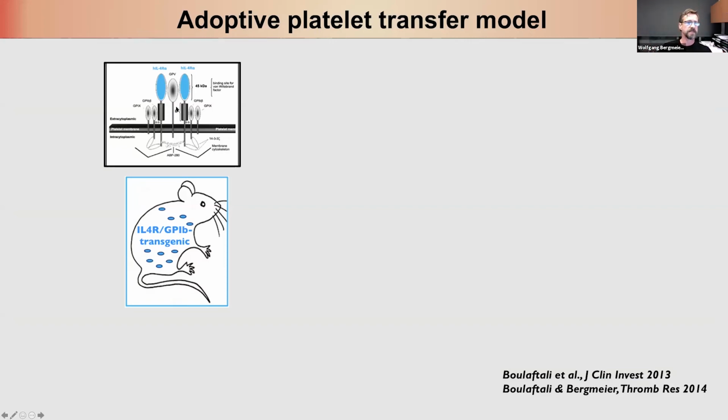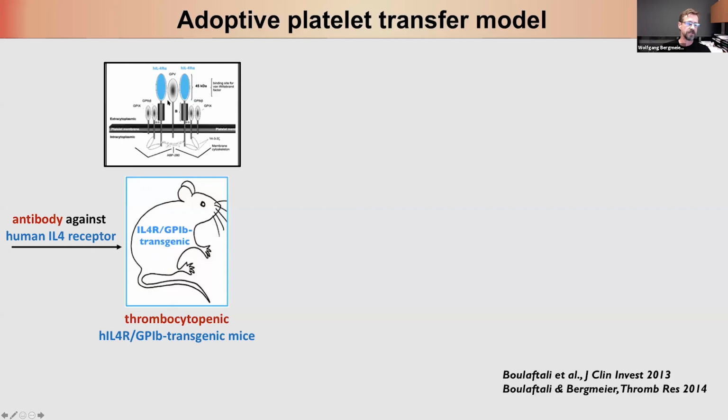We realized that this is actually a great way to induce thrombocytopenia in mice, because what we do normally in wild-type mice is we use antibodies against the GP1B alpha subunit to induce rapid and complete thrombocytopenia in those mice. However, the same can be done with antibodies against the human IL-4 receptor in this transgenic mouse. So you put those antibodies in, and within minutes, the mouse is completely thrombocytopenic. There are no platelets left in circulation.